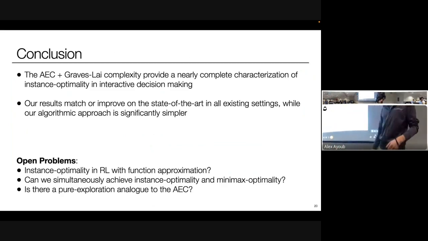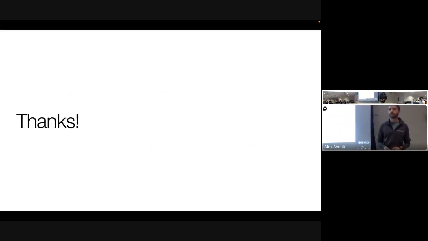And then another question: is there a pure exploration analog to the AAC? We considered regret. You could also look at best decision identification. I think it should extend, but we haven't worked that out, and I think it could be interesting to spend some time on that. So yeah, that was it. Thank you.